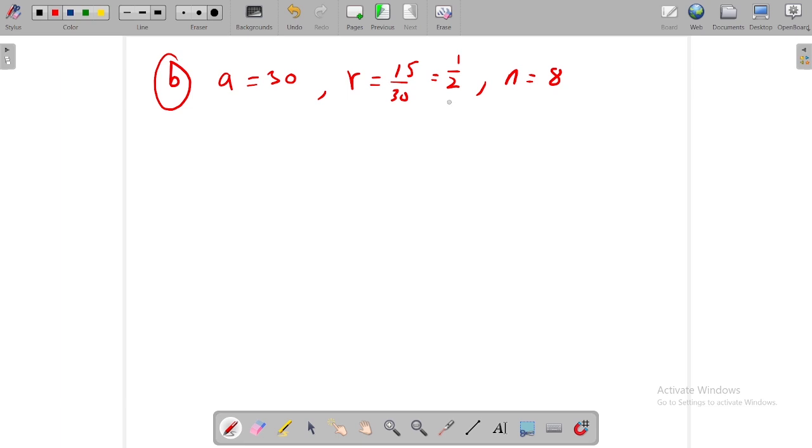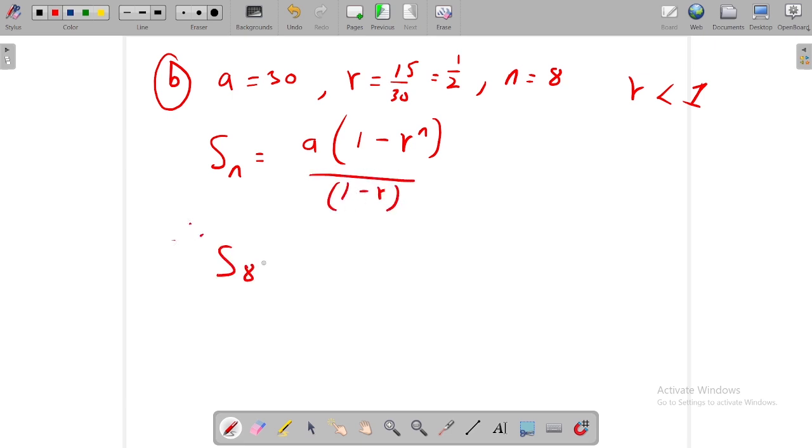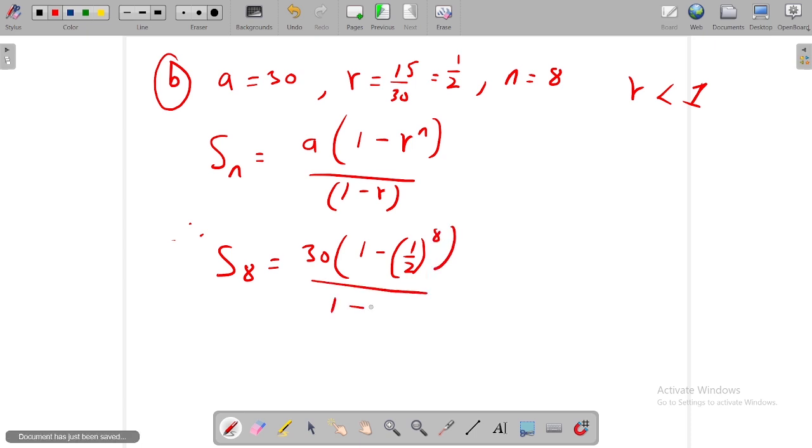Now, if you check this common ratio, which is 1 over 2, the common ratio is less than 1, which means the formula we are going to use will be the one that says first term, 1 minus r to the power n, all over 1 minus r. Therefore, sum to 8 terms is going to be: first term is 30, 1 minus common ratio 1 over 2, remember the n power of 8 is for all of them, all over 1 minus common ratio 1 over 2. Go ahead and solve.